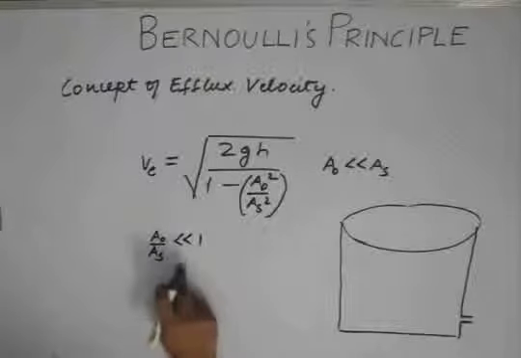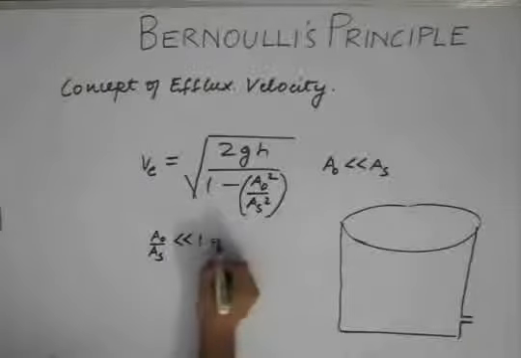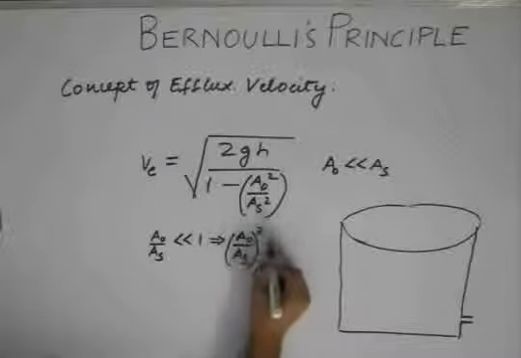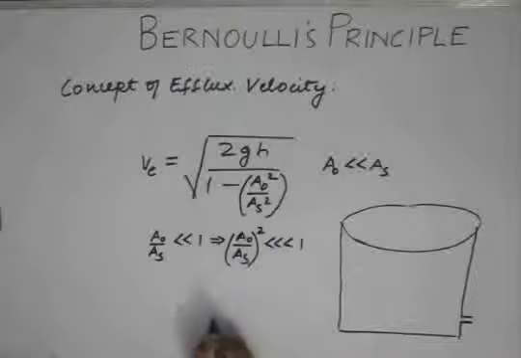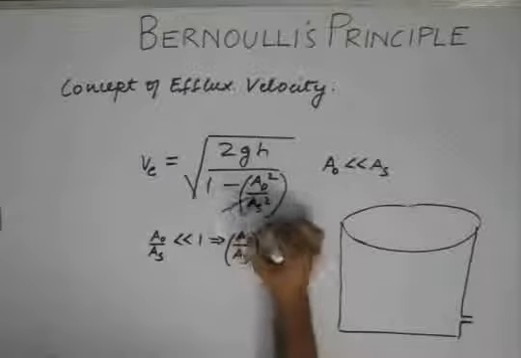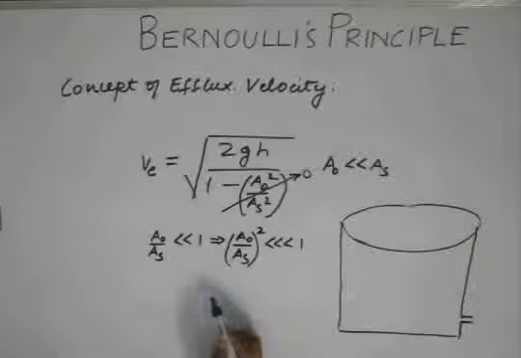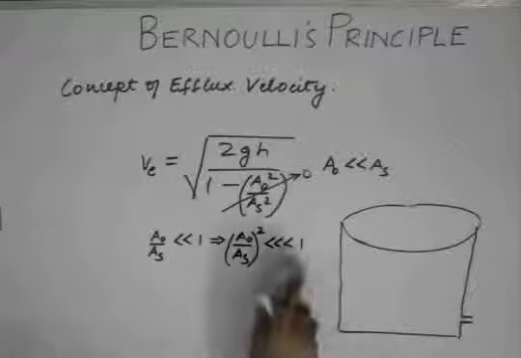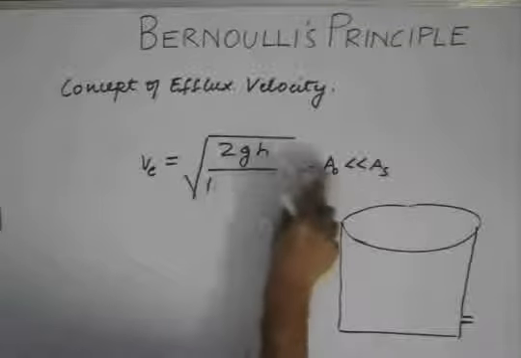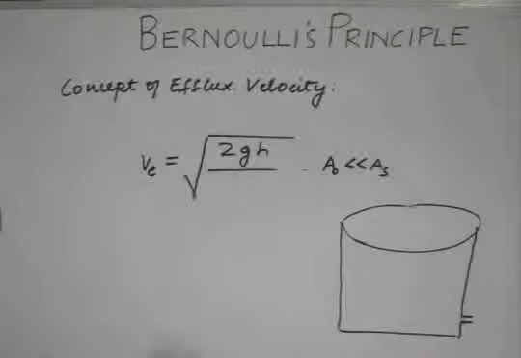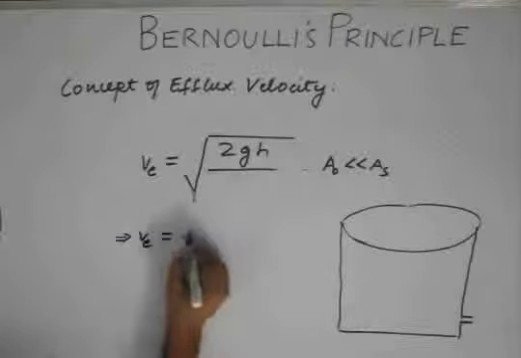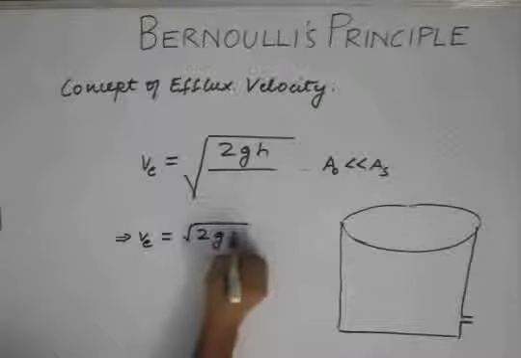If this quantity is very less than 1, this will imply that the square of it will be very less than 1. Because this quantity is very small, we can ignore or neglect this quantity here. So what we are left with is only this. So the velocity of efflux becomes root over 2gh.